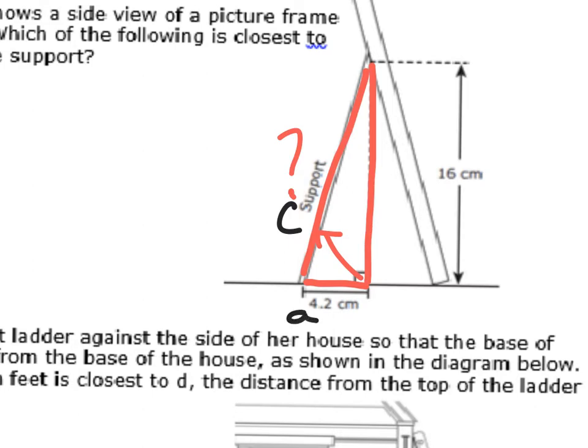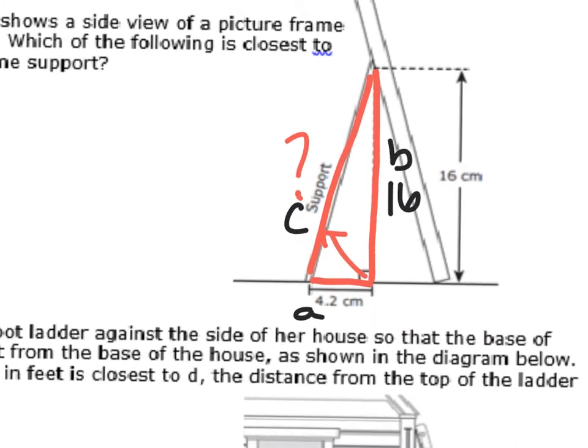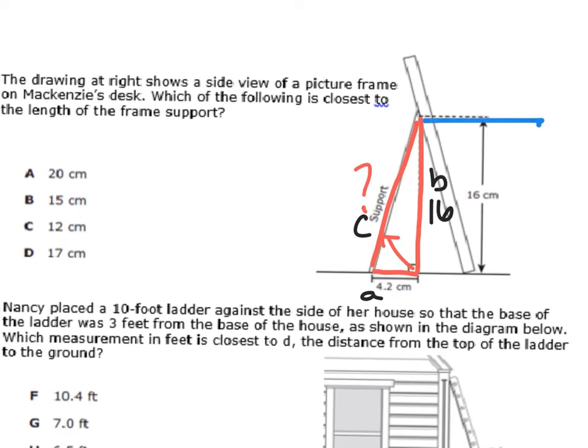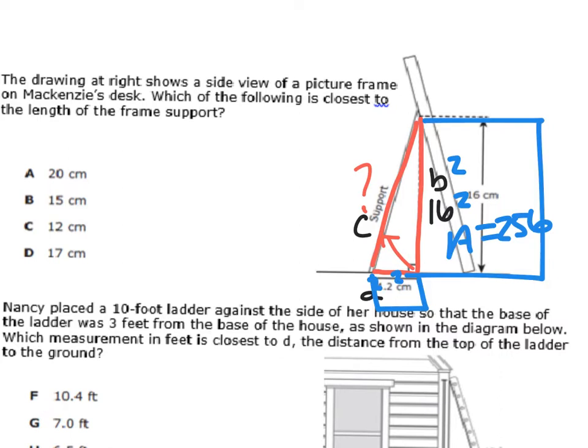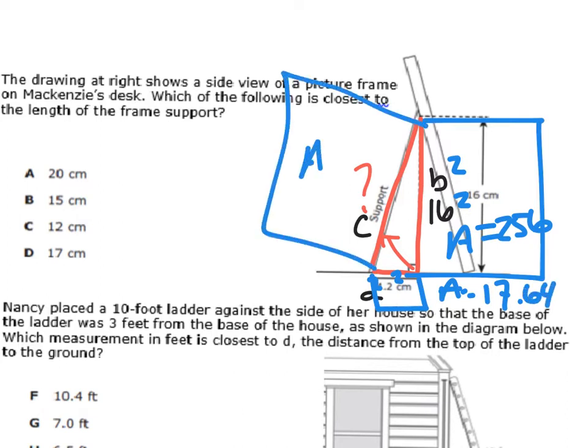Right here, A is 4.2, and then if I look here, I actually have this measurement as well. It's right over here, so I'm just going to write it closer. So this is 16. This is going to be B. So I have A and I have B. I'm going to go ahead and draw my squares because I'm looking for this area. So B squared or 16 squared. My calculator, I get 256. And then this small area right here, A squared or 4.2 squared, I get 17.64.